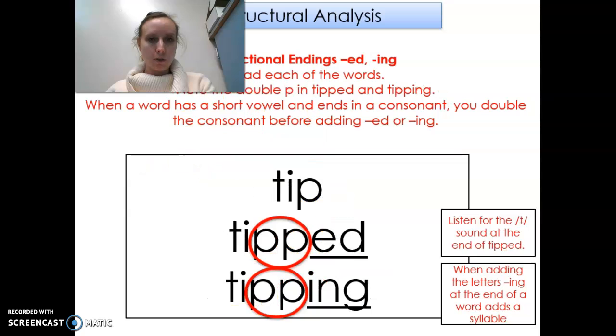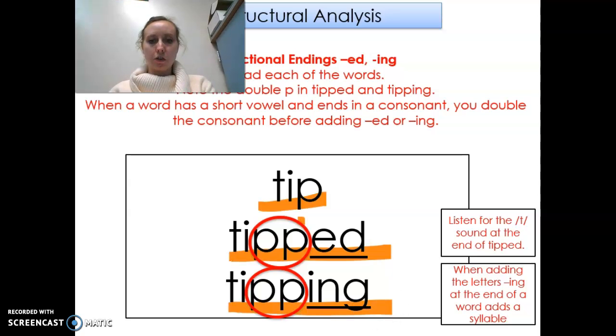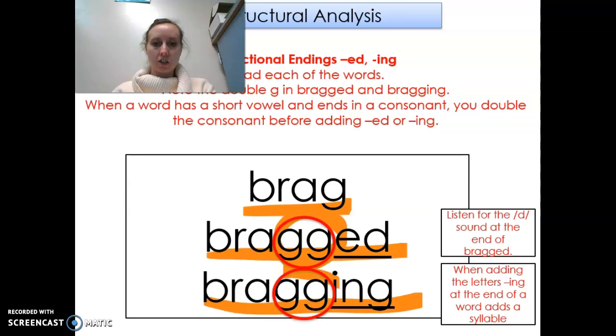Okay, let's look at a few more of these. Tip becomes tipped and tipping. Do you notice the two P's? Okay. And last of all, brag becomes bragged and bragging. Notice the two G's. Okay?